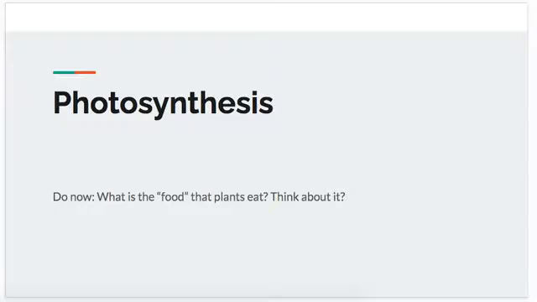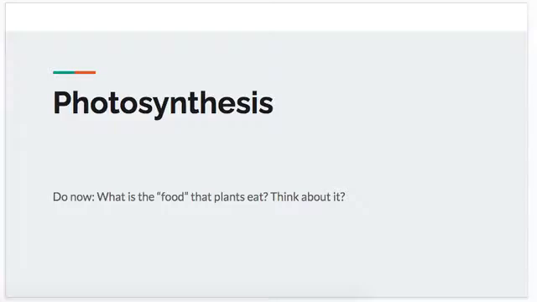Hey everybody. So today we're going to be talking about photosynthesis, and it's basically the process by which plants make their own food. But before we begin, I'd like you to think for a second about when we say that plants make their own food, what is that food? We've talked about that in the past. Plants make their own food, animals don't. So what is that food?